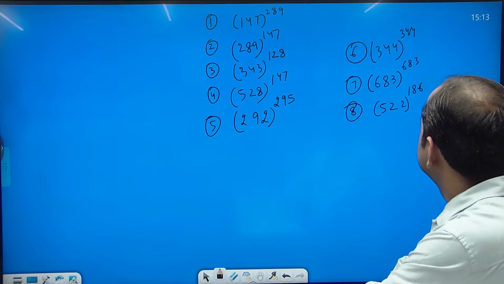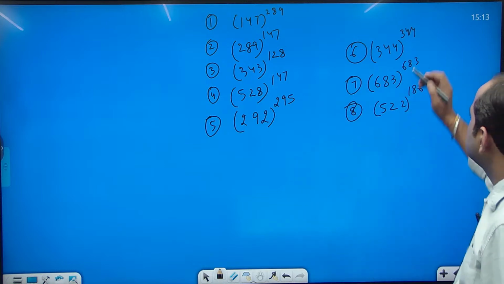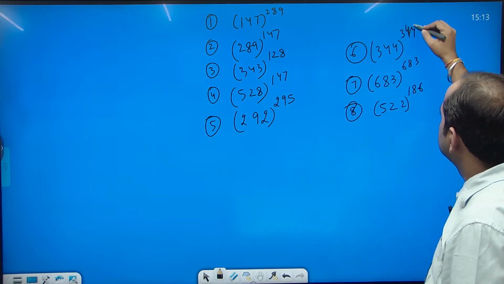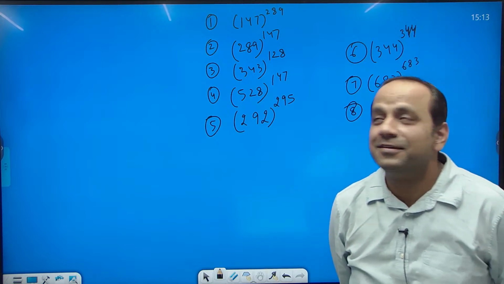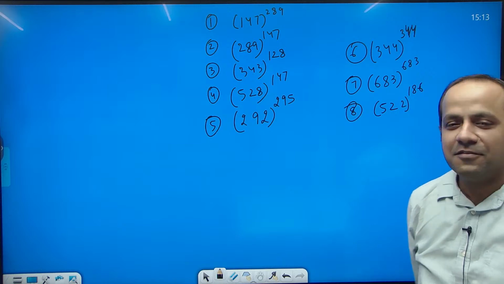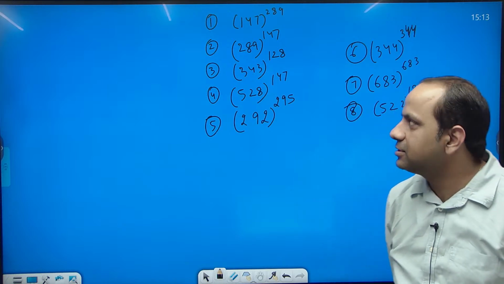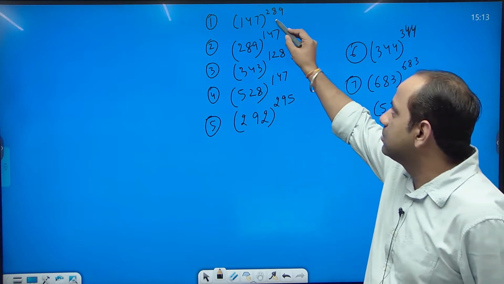To the power 344. Yes, 344 to the power 344. My writing is not good. 147 to the power 2. Let's see what will be your answer for question number 1.